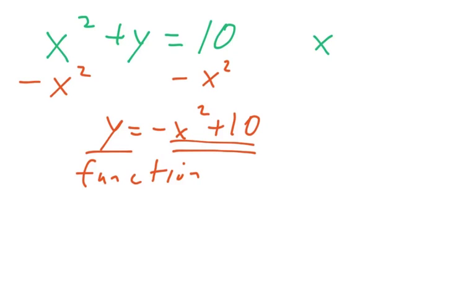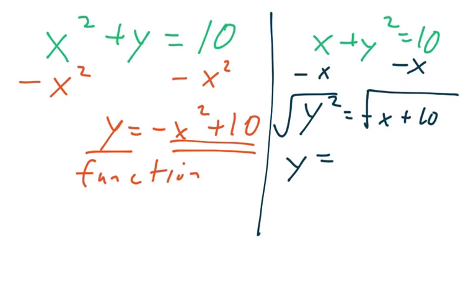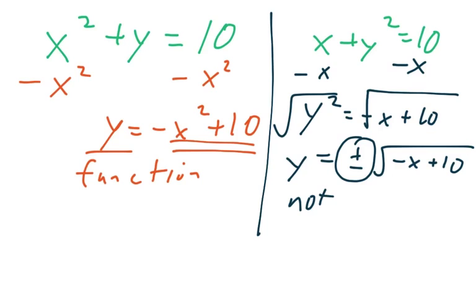If I reverse this and made this x plus y squared equals 10, subtract x on both sides, so y squared equals negative x plus 10, and I square root both sides, I get y equals plus or minus the square root of negative x plus 10. And because I see this plus or minus here, that means that we have something that is not a function.